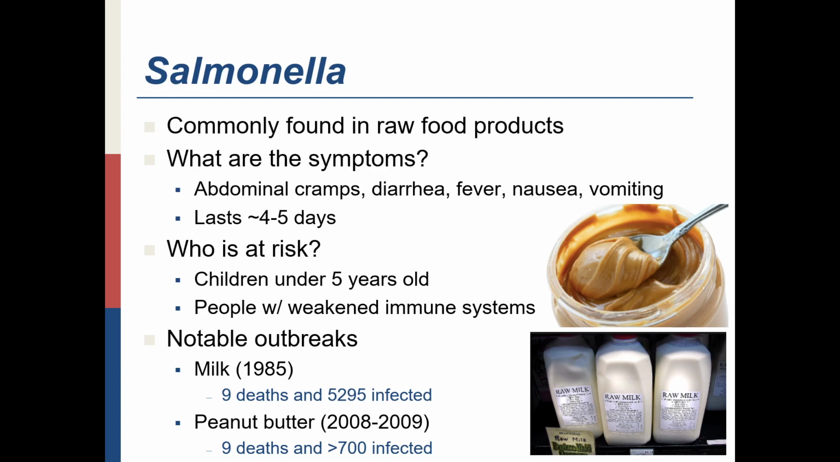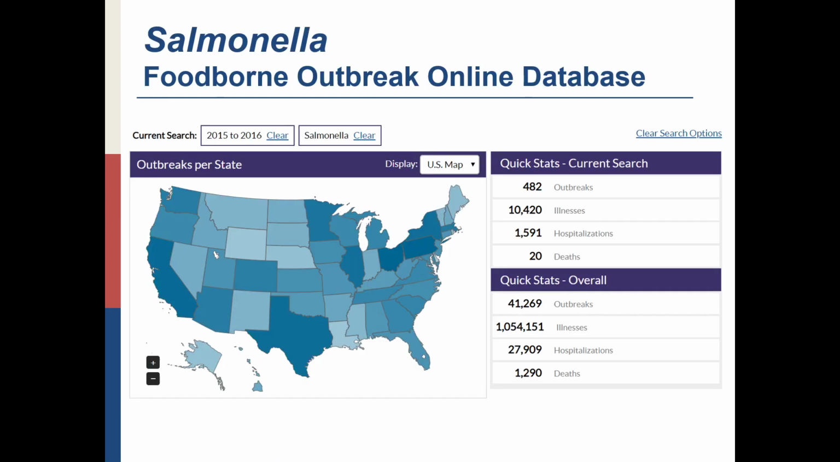A notable outbreak of this one was milk in 1985, which had 9 deaths and 5,295 infected. And then peanut butter, which had the same amount of deaths but fewer infections. Okay, so take a look at that. We have quite a few outbreaks with this organism, over 1 million illnesses.